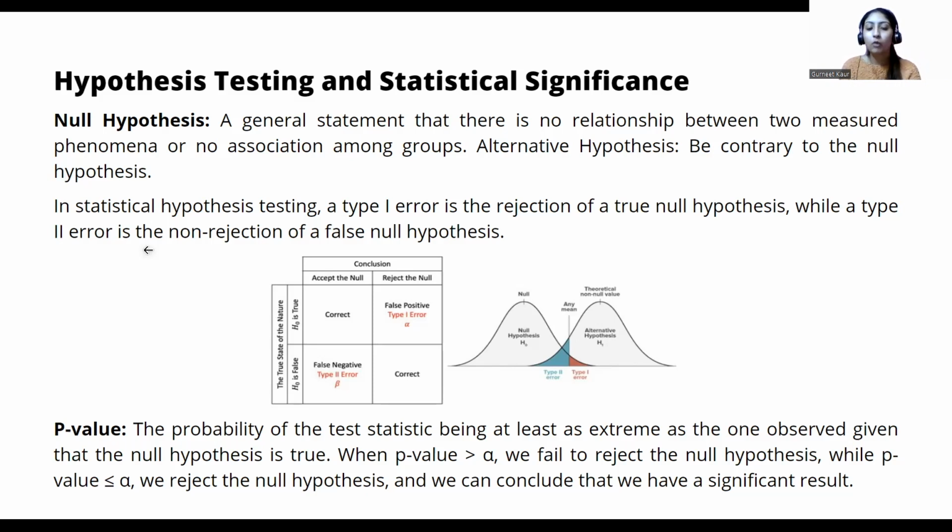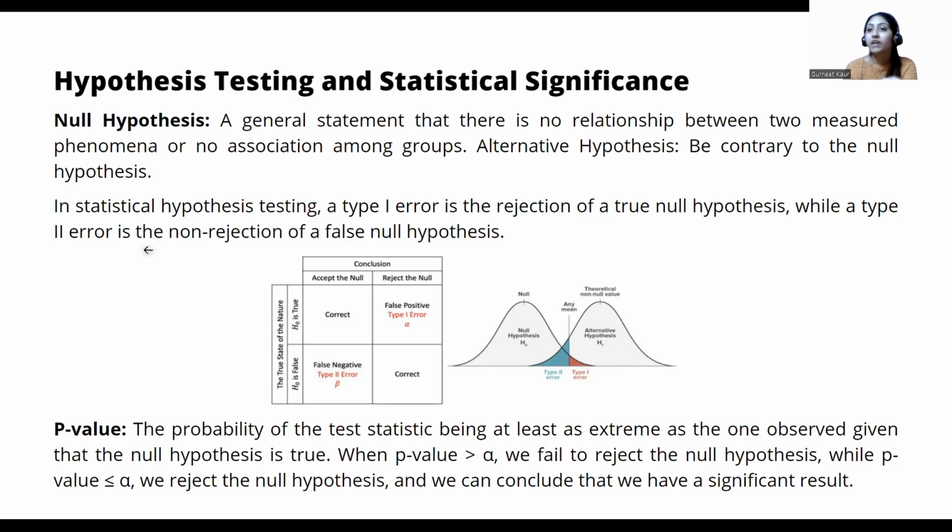So if the probability value is greater than a certain number, say 0.5, then we have failed to reject the null hypothesis. And if the p-value is less than or equal to a certain value, then we reject the null hypothesis and we conclude that we have a significant result.